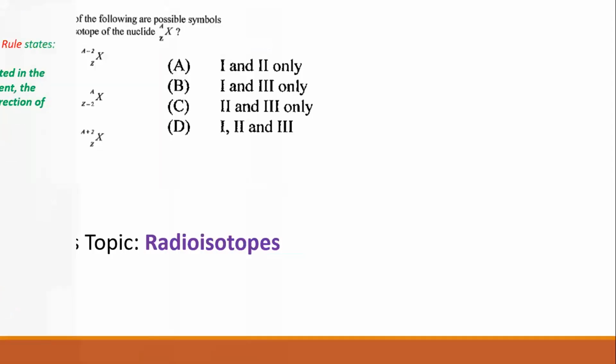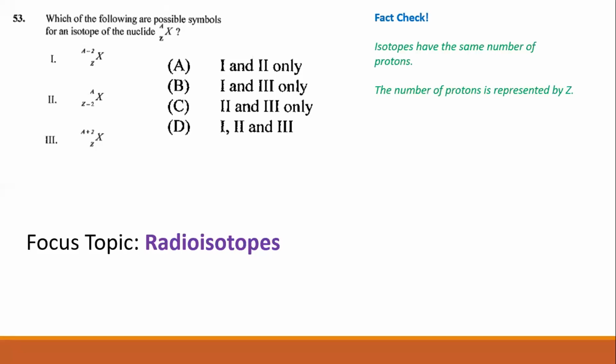Number 53, which of the following are possible symbols for an isotope of this nuclide? Now, isotopes will have the same proton number, which is Z. So any option that has Z for the proton number would be an isotope. So that's 1 and 3. That's B.